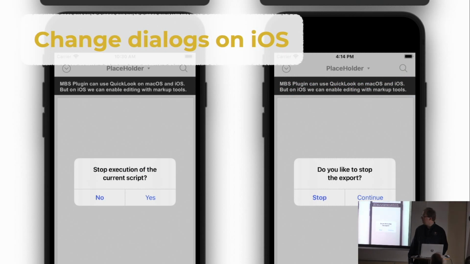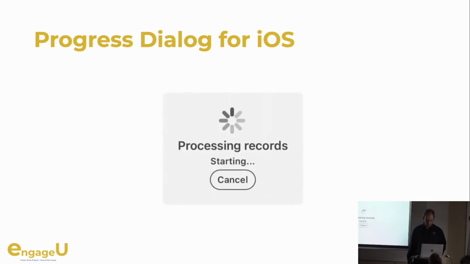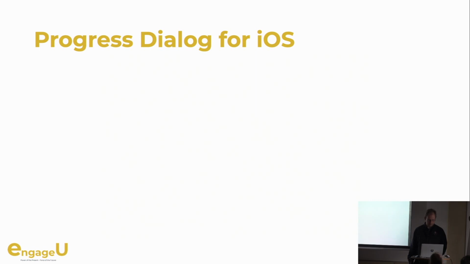Then, if you like, we can change the text of dialogs on iOS. We also have those functions for macOS. So if you get an error message from FileMaker and you'd like to change the text, you can tell the plugin to replace the text in the next dialog with whatever text you like. We got our progress dialog functions updated for iOS, so you have a way to show progress to the user. We allow you to use this round progress bar, but also a straight rectangle one.